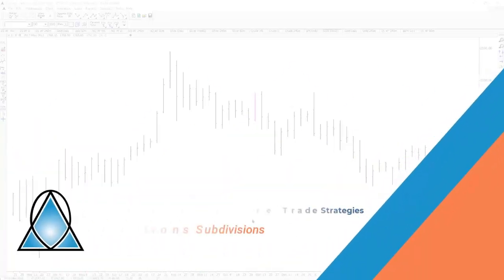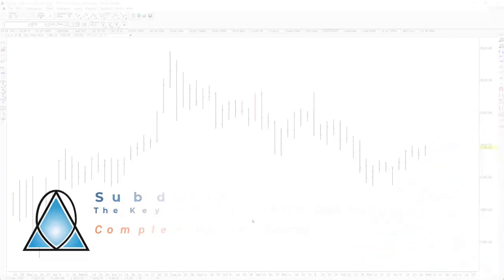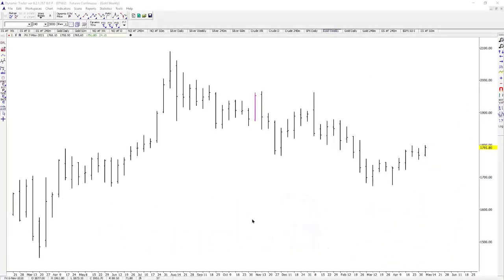Let's take a look at some data and see how we would try to understand the position of a market, whether it's in a correction or a trend, and how the subdivisions of each of those major sections might help us to understand the current position of the market and what the probable outcome is going to be.